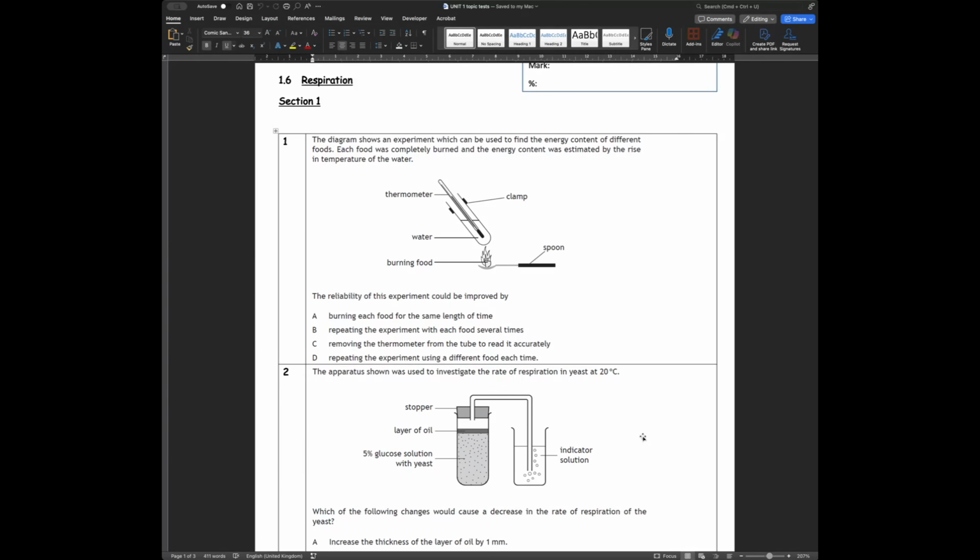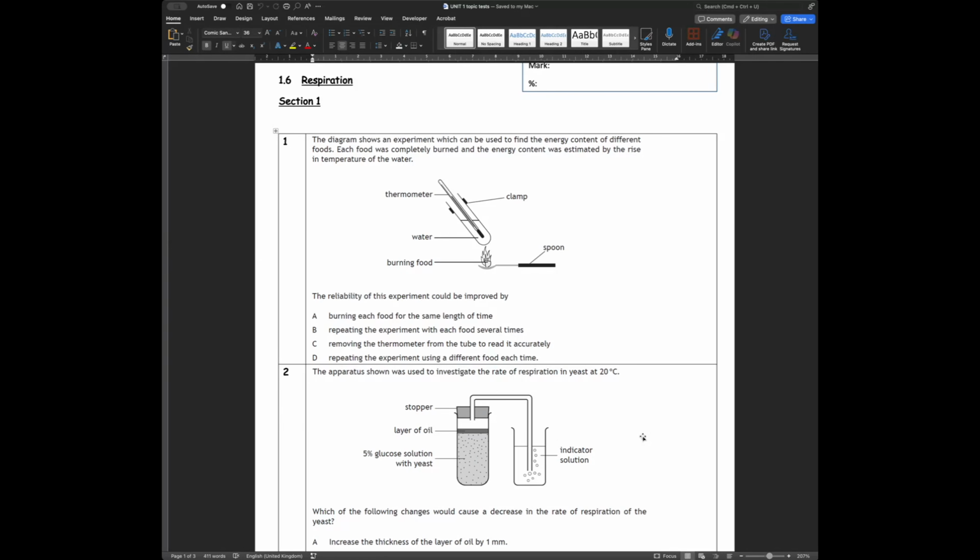So let's have a look. Burning each food for the same length of time. Okay, that would help with validity because you're keeping that variable the same, but it won't help with reliability. Repeating the experiment with each food several times. Now that's obviously got repeat in it and it's doing the experiment with each food. So we're doing all of the foods again several times. That sounds pretty good to me, but we'll check the other ones anyway.